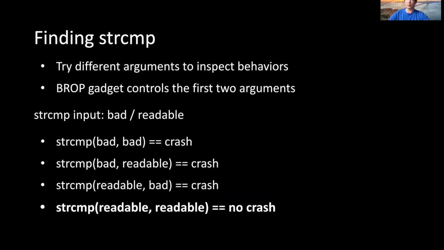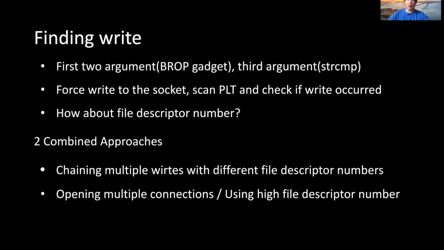We are going to use 2 input parameters, bad as an invalid memory and readable as a readable pointer. String compare will show different behavior for different input parameters. We can use the BROP gadget, which controls the first 2 arguments. Using this technique, when we don't see a crash, we end up with a string compare. Once string compare is found, we can set RDX to a non-zero value by giving a pointer to a PLT entry or the start of the ELF header, which has 7 non-zero bytes. We now have control over the first 2 arguments with the BROP gadget and the third argument with string compare.